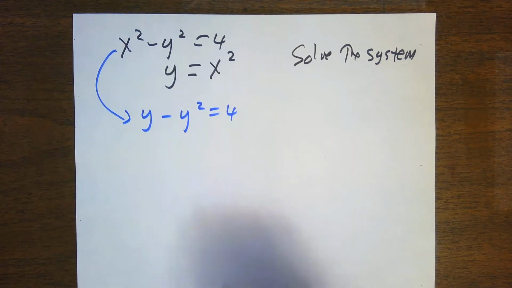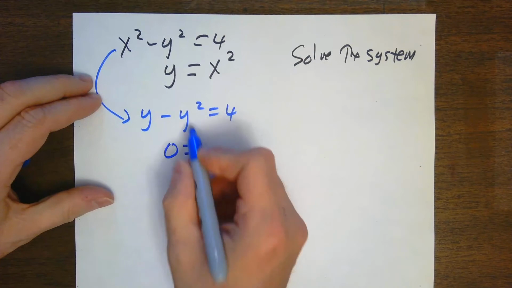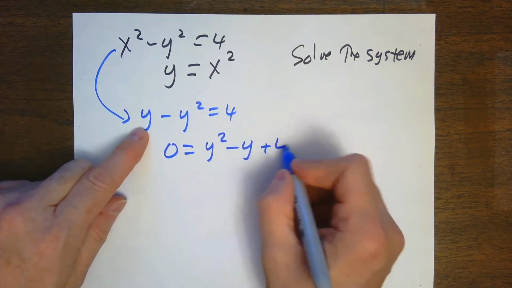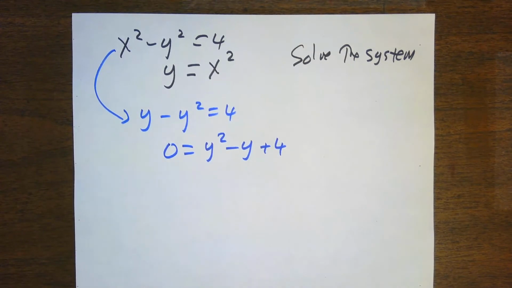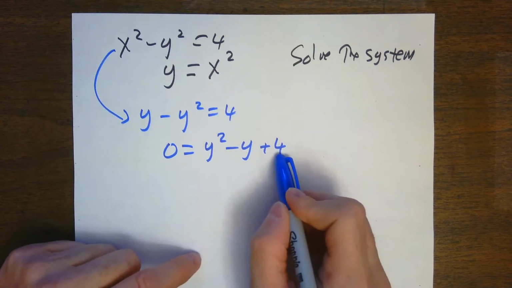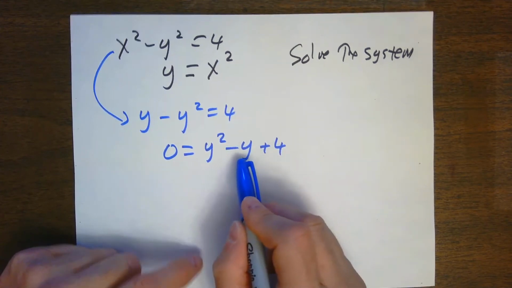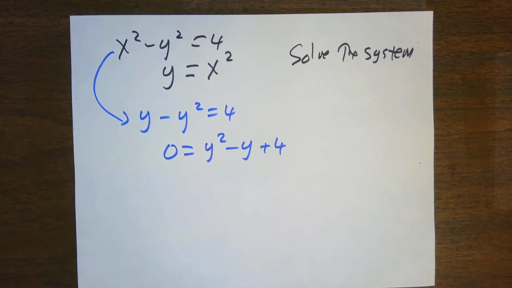All right, let's get this in standard form. I'm going to add y squareds to both sides, subtract y. And as I take a look at this equation, I want to solve it. Let's see, what are the solutions to this equation? Can I think of 2 things that multiply together to give me 4 and add up to give me negative 1? No, this is not factorable. I can't factor this one.